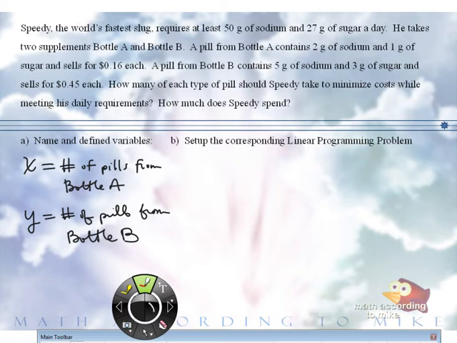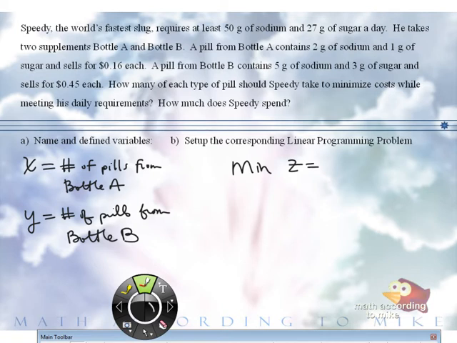Okay, D. Set up the corresponding linear programming problem. Let's start at the top. Are we trying to minimize or maximize cost? Minimize cost. So we're going to say min. Now as far as the letter you pick, you can pick whatever you want. You can say C for cost. The generic letter is Z. So you pick whatever. I'm going to use Z. You can also write minimize. We're trying to minimize cost.